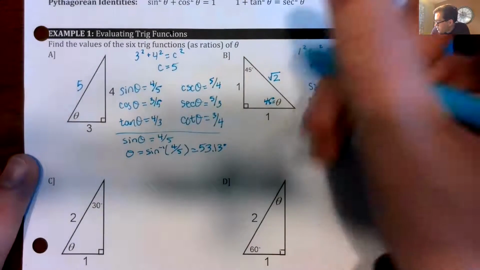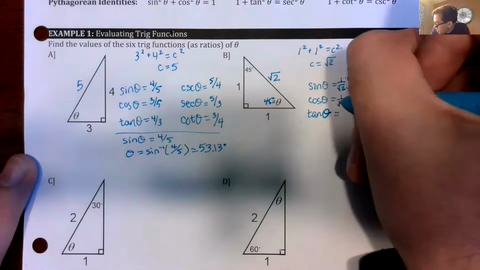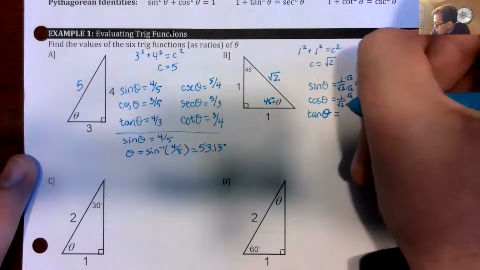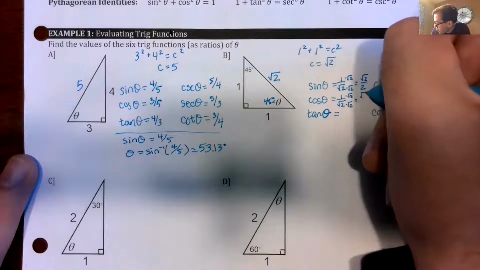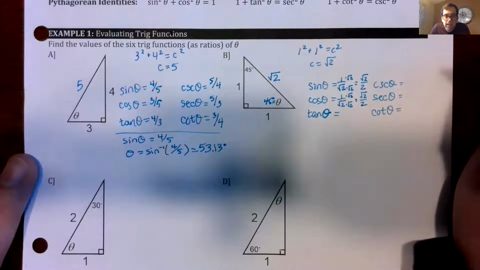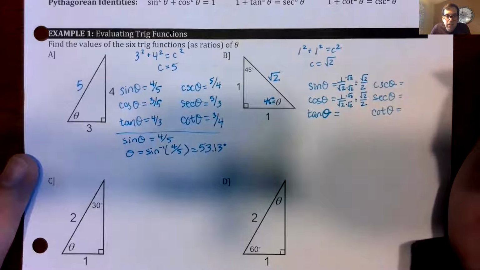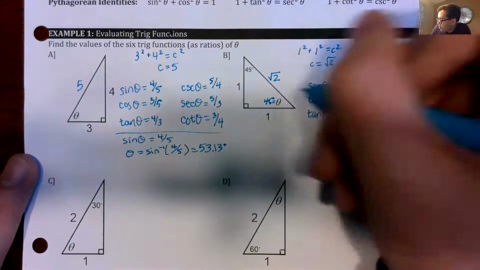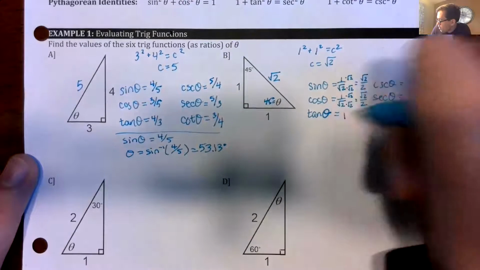Cosine is going to be the adjacent over hypotenuse, which is the same thing. So again, we're going to simplify the radicals that were in the denominator to get this. And tangent is opposite over adjacent. So that's 1 over 1. So we'll just get 1.